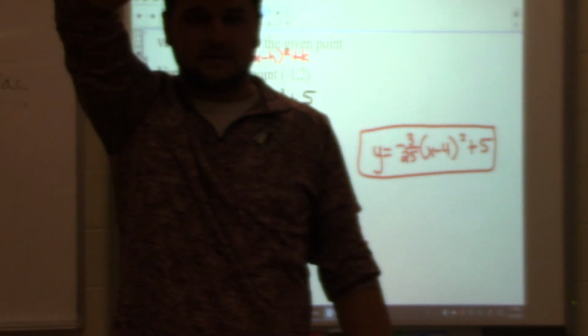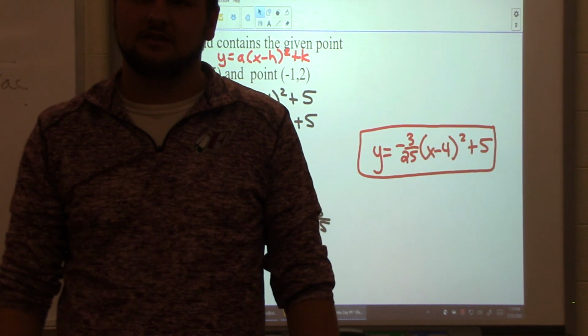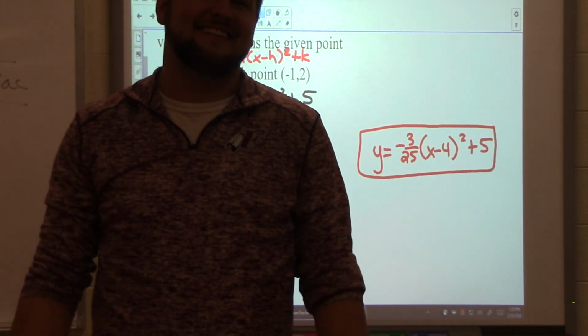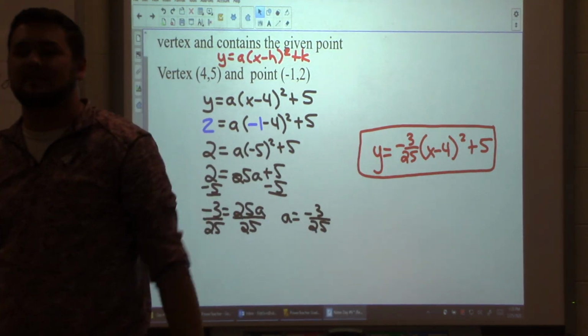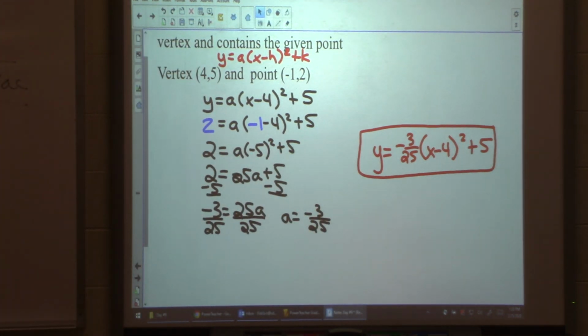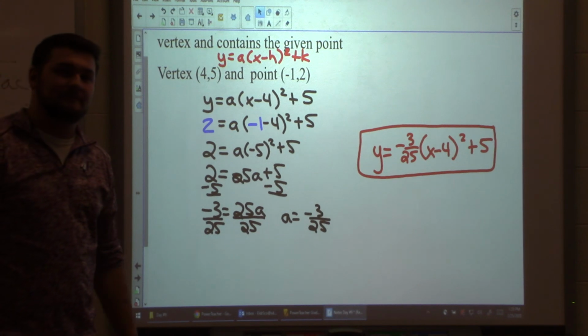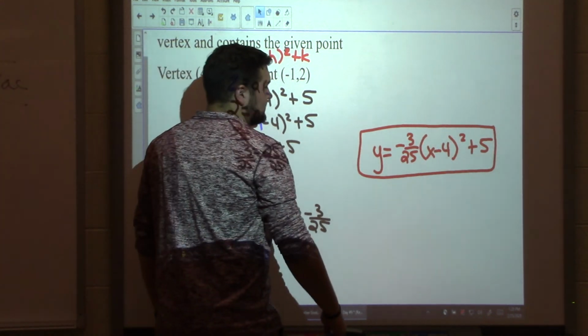Someone I haven't heard from today. Anyone I haven't heard from today. I'm going to pick a random person. Good, Chewy, thank you for volunteering. How would I change this to standard form? It could be you or someone at your table even. I don't even care. If you know how to do it, can you tell me? Just the first step. Distribute? Okay, no.